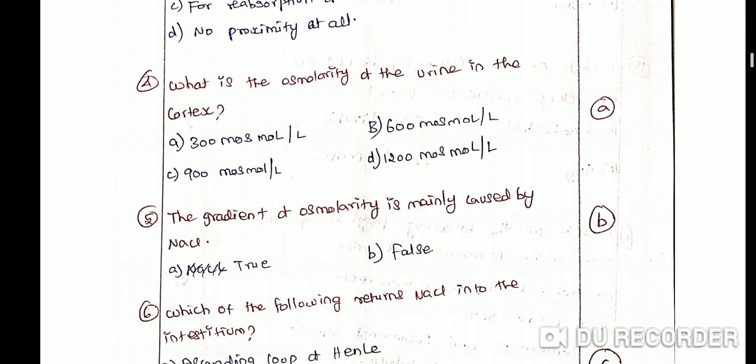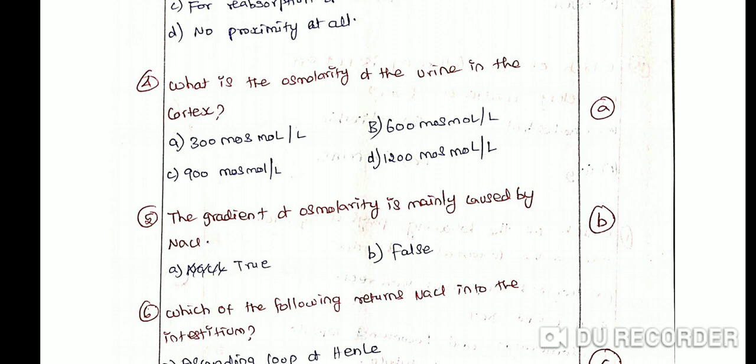Next question: what is the osmolarity of the filtrate in the cortex? Option A, 300 milliosmoles per liter. Option B, 600 milliosmoles per liter. Option C, 900 milliosmoles per liter. Option D, 1200 milliosmoles per liter. The correct answer is option A, 300 milliosmoles per liter.